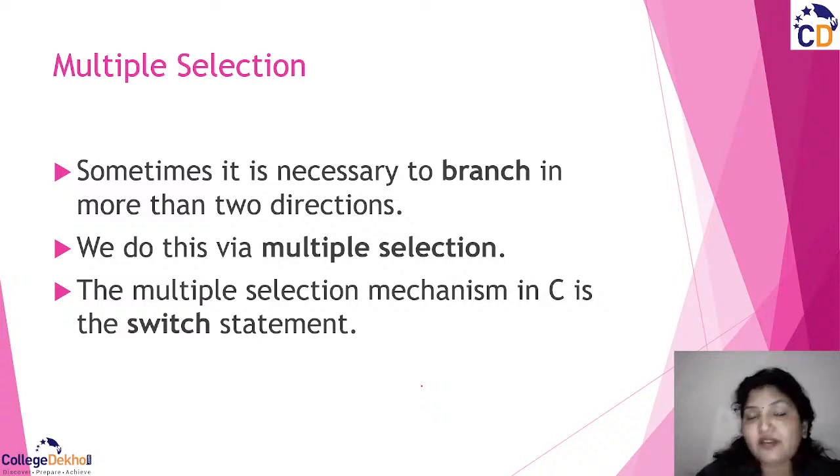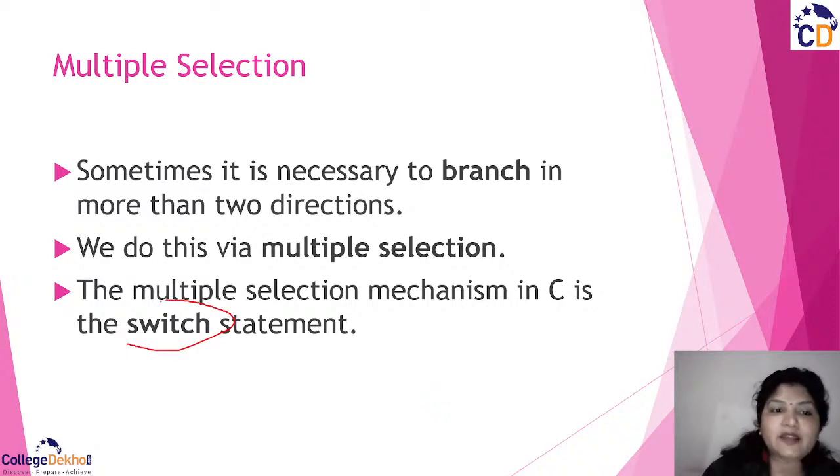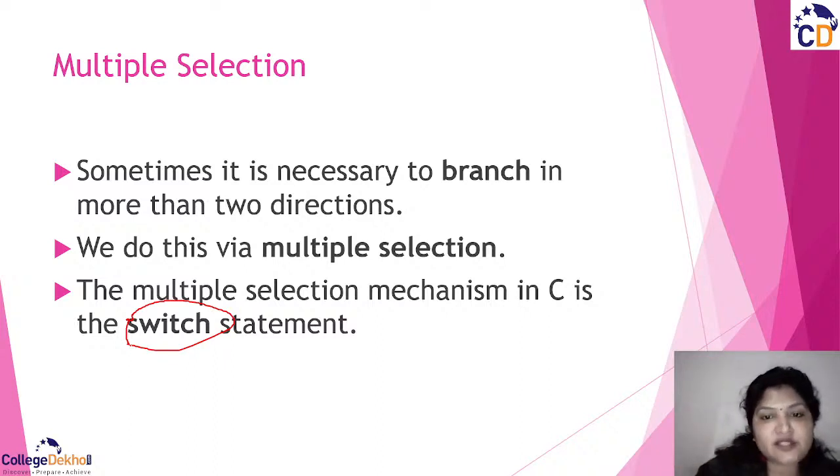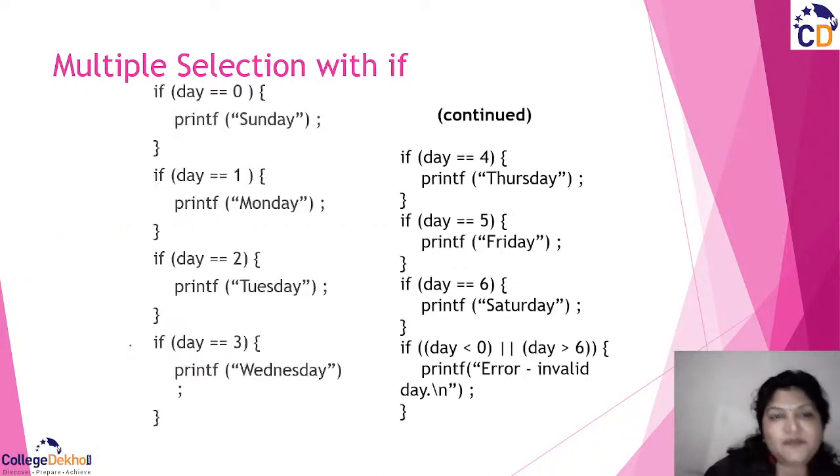So why are we using the switch statement? If we have only a binary situation, only true or false, we can implement it easily through if else statements. But if we have if else if, else if, else if, multiple else ifs, it becomes complicated sometimes. So why don't we do this kind of multiple selection using the switch statement?